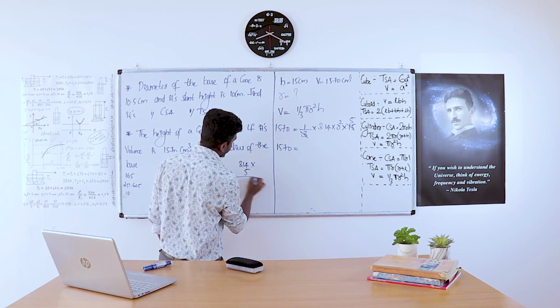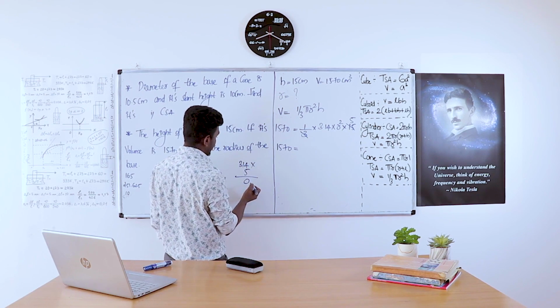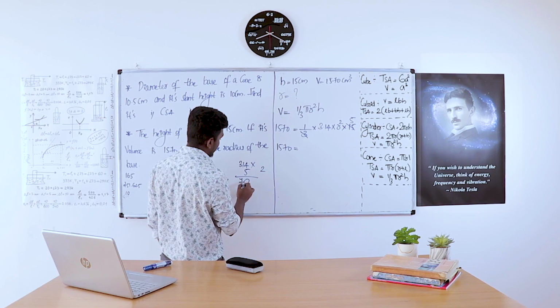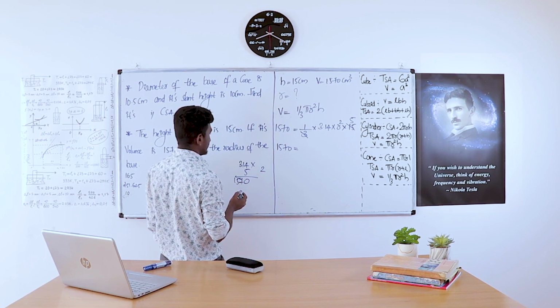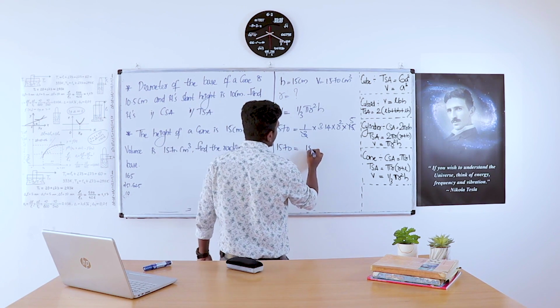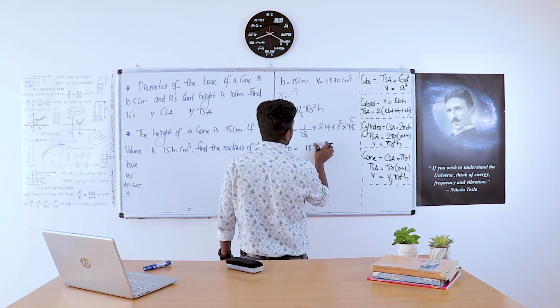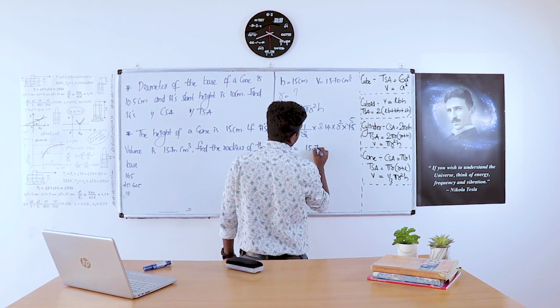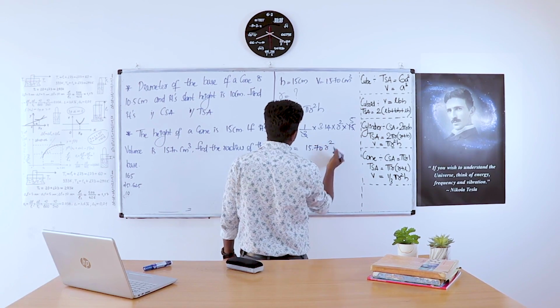314 into 5 is 5 into 4, 20. Remainder 2. 5 into 1, 5. 5 plus 2, 7. 5 into 3, 15. That is 1570. When we need to put 2 decimals to the left, so it becomes 15.70 r square.